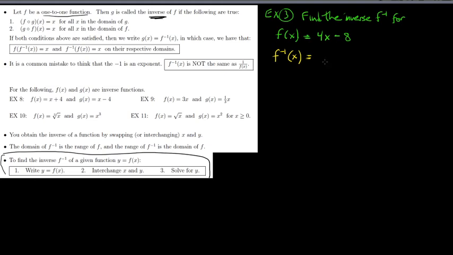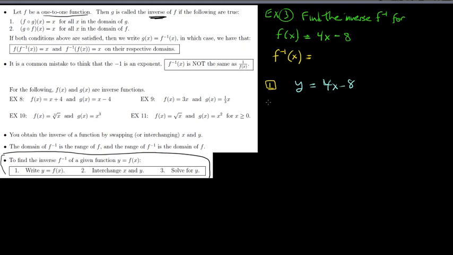To make sure we do this in the right order, step 1 says to write y equals 4x minus 8. I should do this in a different color here. So y equals 4x minus 8. In other words, you just replace the f of x with y, and it really means the same thing.